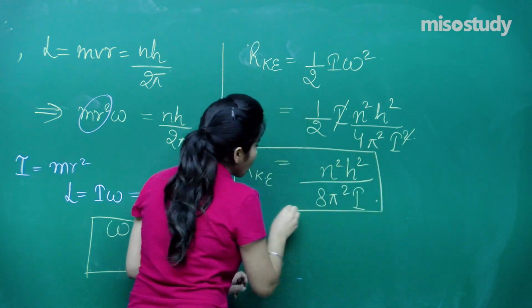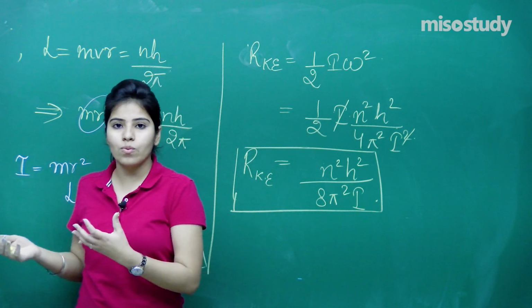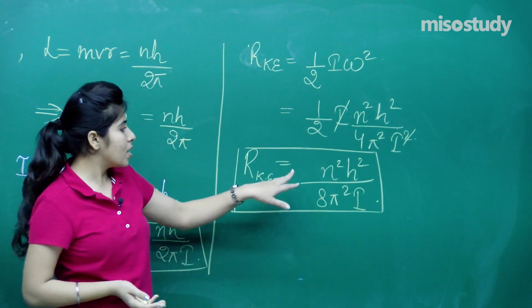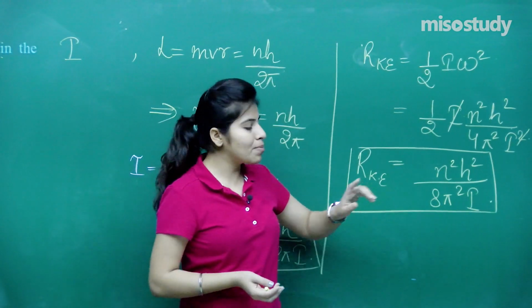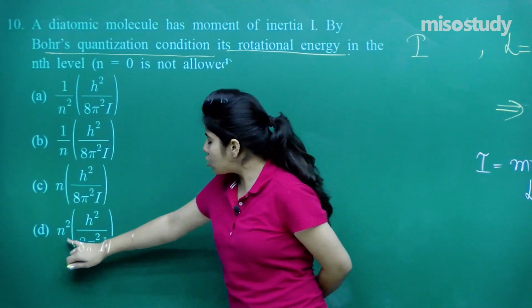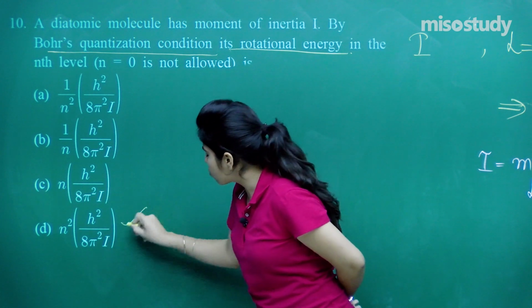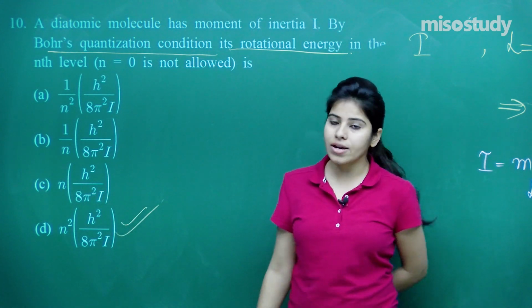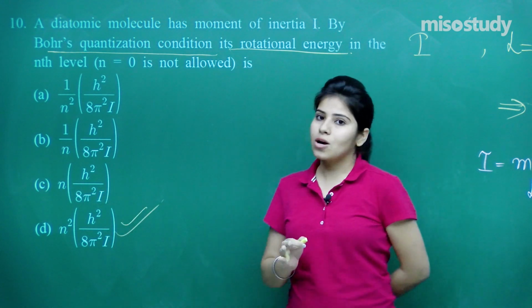Now we have to check whether this option is available or not. N square h square divided by 8 pi square I, that must be the correct answer for this question.